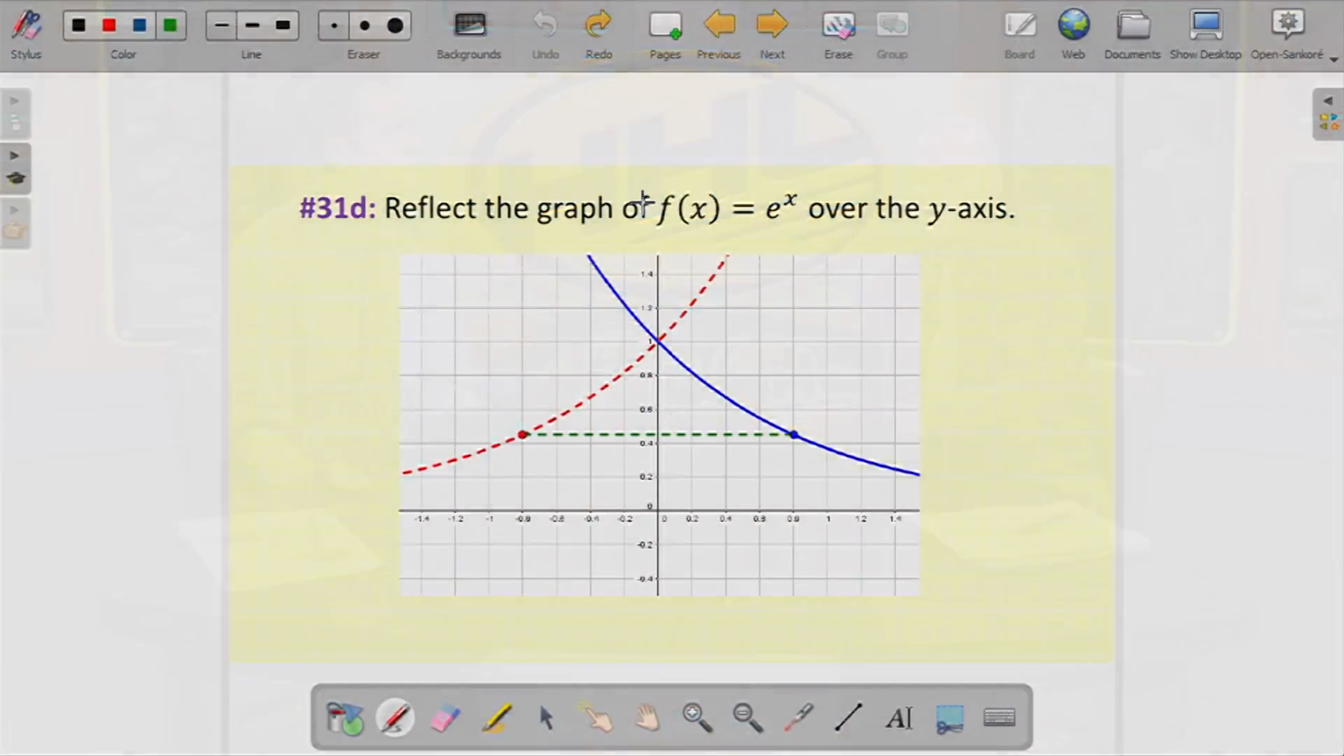In this problem, students are presented with the equation f of x equals e to the x. And in the series of questions around problem 31, they're asked to look at a variety of transformations and changes to that equation. In this particular part, they're asked to reflect the graph over the y-axis and to come up with an equation that describes that new graph.